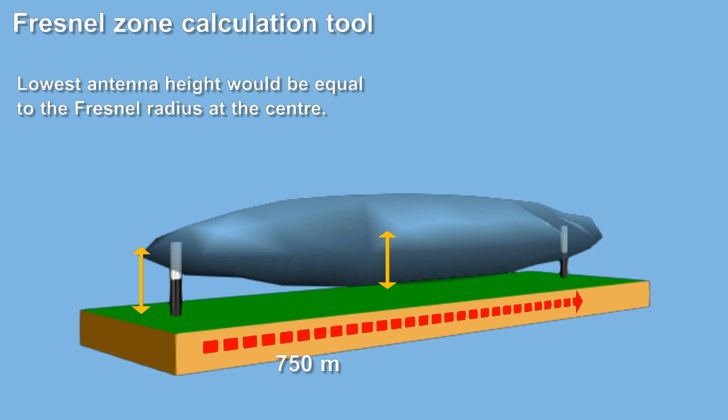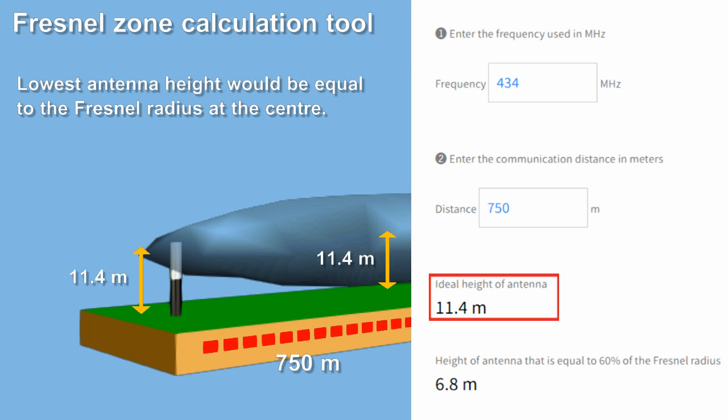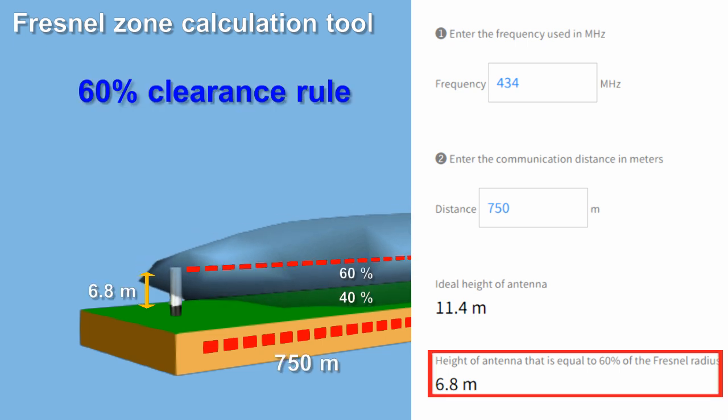Let us say that the distance between the antennas is 750 meters. We can also enter our working frequency here. The ideal height of both antennas comes out as 11.4 meters. It should also be noted that some blockage is acceptable as long as 60% is cleared, meaning we can lower the height further to 6.8 meters.